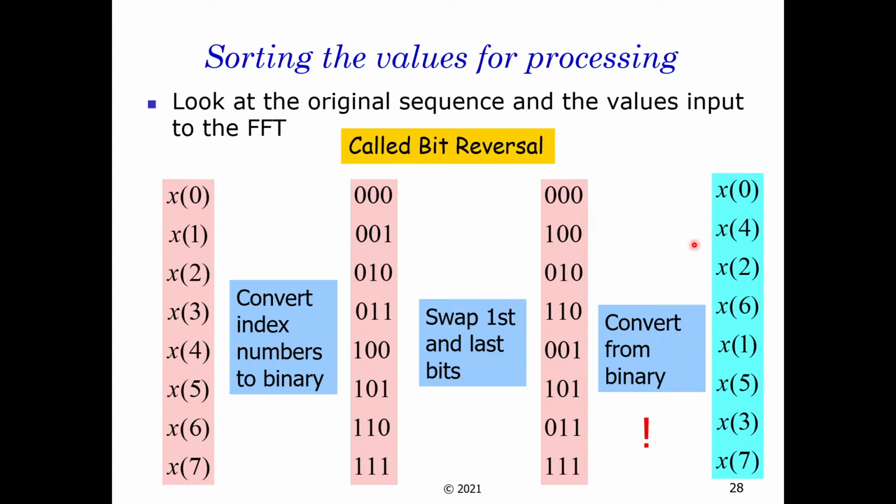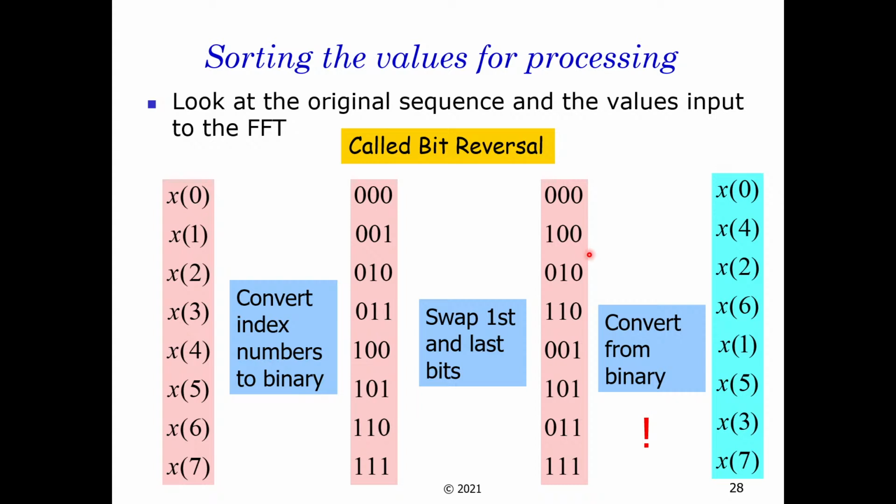This x4 here? No, that's supposed to be x4. This one is supposed to be x1. That's correct. Remember, we did the bit reversal process, so we swapped the first and last bits here. So x1, in its binary form, is 0, 0, 1. And when we swap this, the 1 will go to the left hand side and the 0 will go to the right hand side, so we get 1, 0, 0.